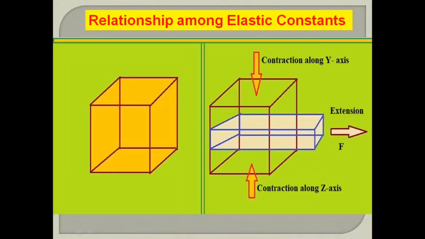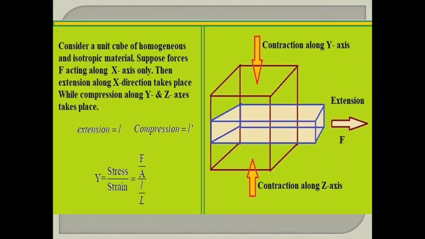Further, we are considering here forces acting along the x-axis, as I already told you. Then extension along the x direction takes place, while compression, or negative elongation or negative extension, along the y and z axis takes place. Extension along the x-axis is denoted with the letter small l, while compression along the y direction and z direction is denoted with the letter L dash.